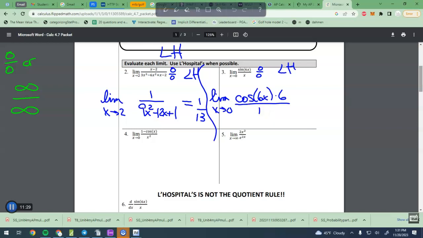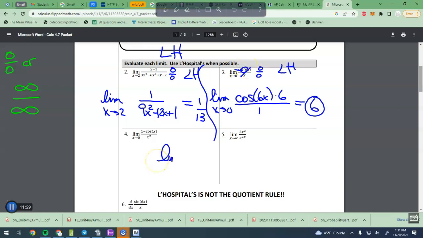So if I plug in 0 now, the cosine of 6 times 0, or the cosine of 0, is the x value at 0 degrees, which is 1. 1 times 6 over 1 is 6. If you remember when we saw that back in the day, basically we just crossed off the x's and the sine, like that was our answer.